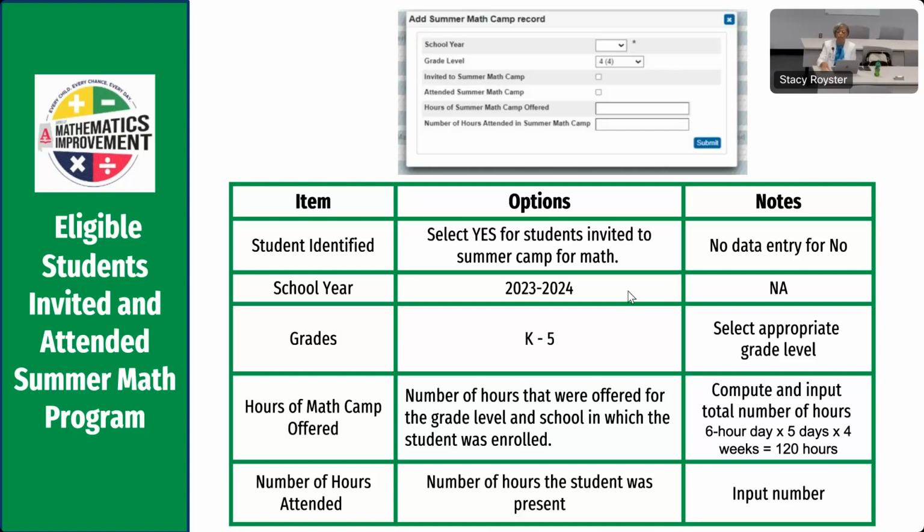If, for example, your summer school is administered over a 6-hour day, if it were administered 5 days a week for 4 weeks, that would be 120 hours, so put in the number 120 hours. And then of those 120 hours, how many hours was that student present? And then input that number.